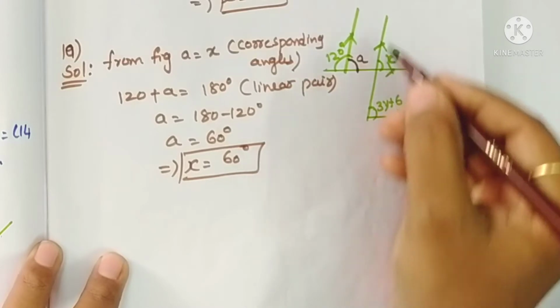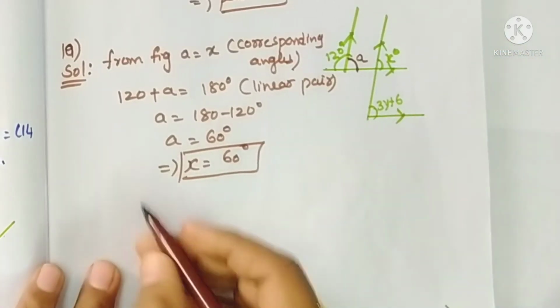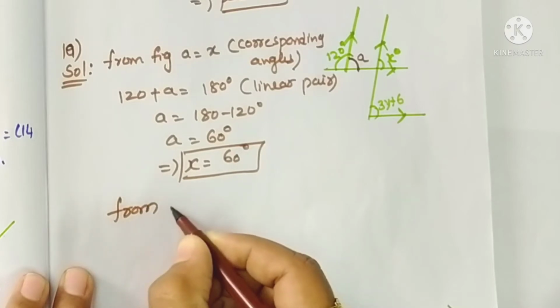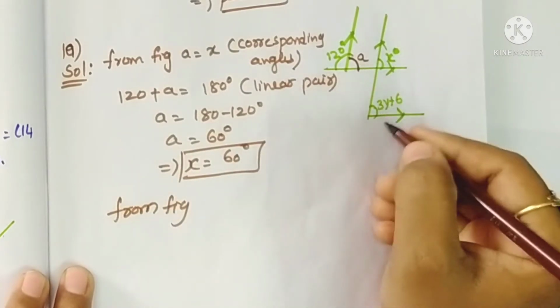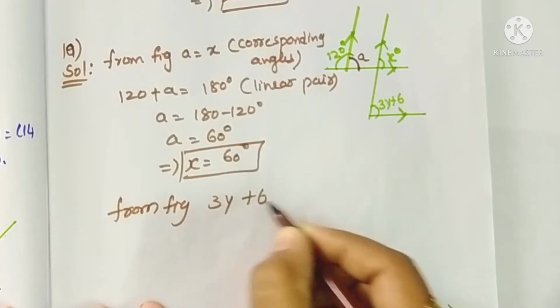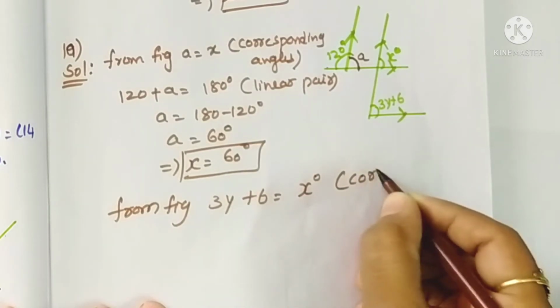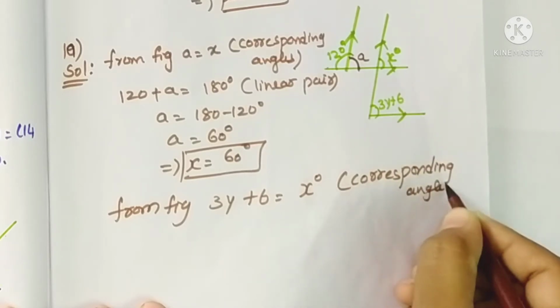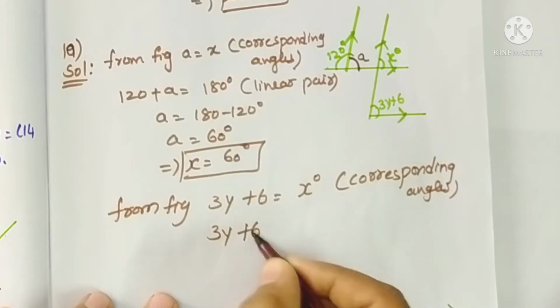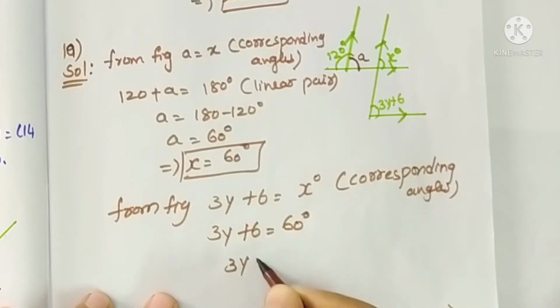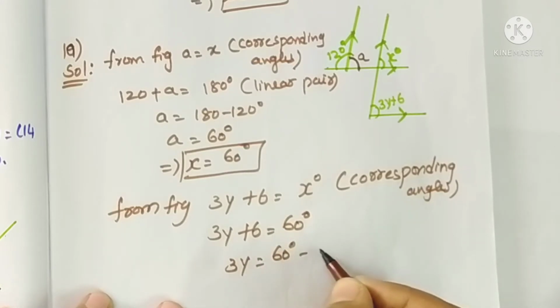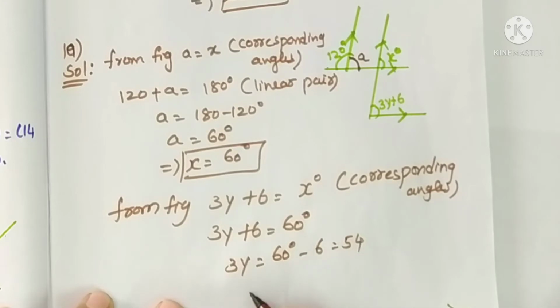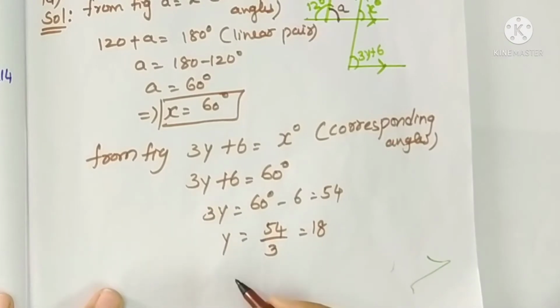Now these two lines are parallel and this is a transversal line. So now what can we write? This is exterior and this is interior. So 3y plus 6 is equal to x degrees. Why? Corresponding angles. Now what is x? X is 60 degrees. So 3y equals 60 minus 6, that is 54. Then y equals 54 by 3, that is 18. So y equals 18 degrees here.